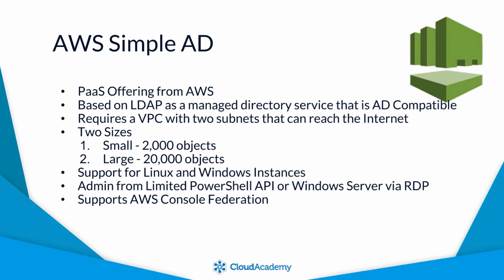Once you have a Simple AD running, you can then connect EC2 resources to the service. The service supports both Linux and Windows instances. You can join the instances to the server at launch, provided they are Windows servers, or by accessing the servers after launch and then joining the instances to the Simple AD domain for both Windows and Linux servers.